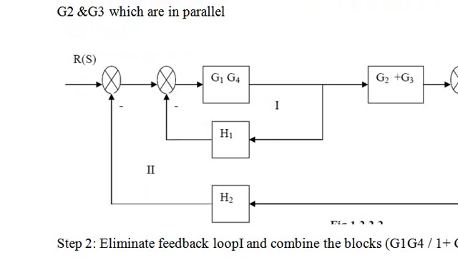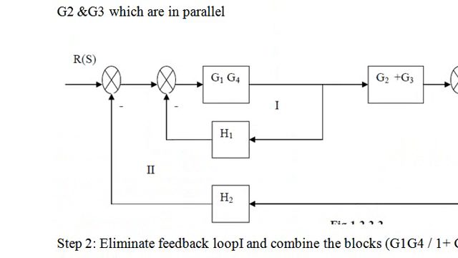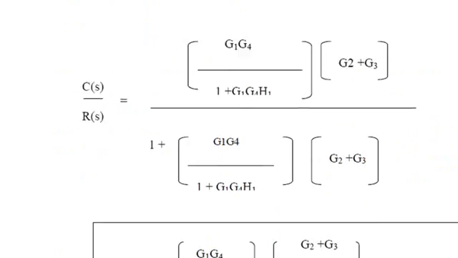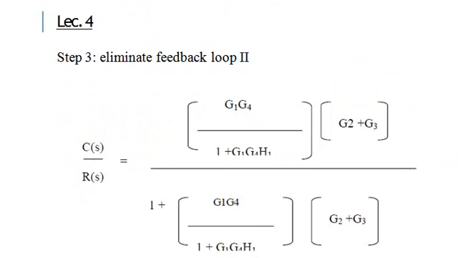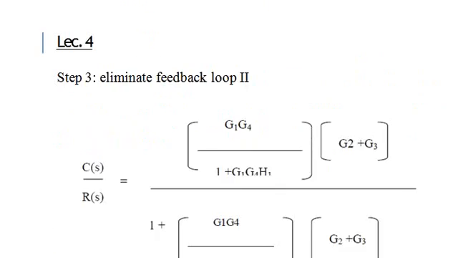Now this is given as g1 g4 by 1 plus g1 g4 with h1. So this is the equation here. Now this is cascaded with the block with gain g2 plus g3, so this total box value and this value will be multiplied. Now we get it like this. This total one has one more loop with the h2 gain, so we need to remove that loop also.